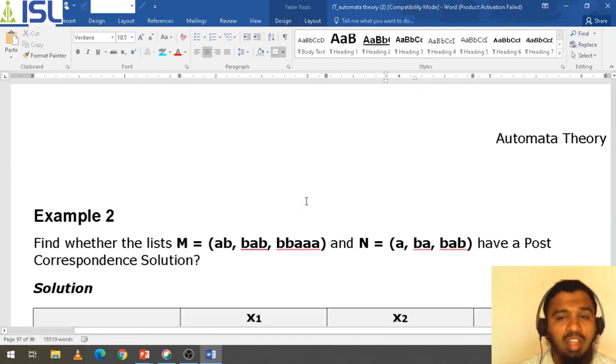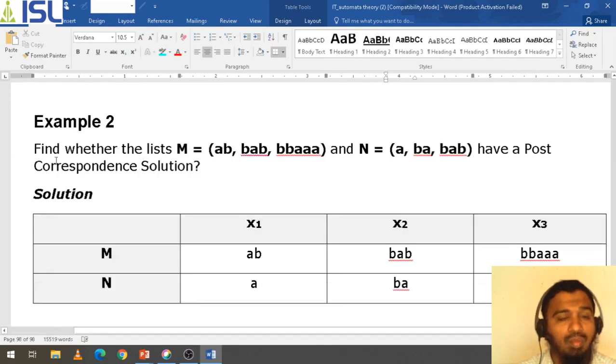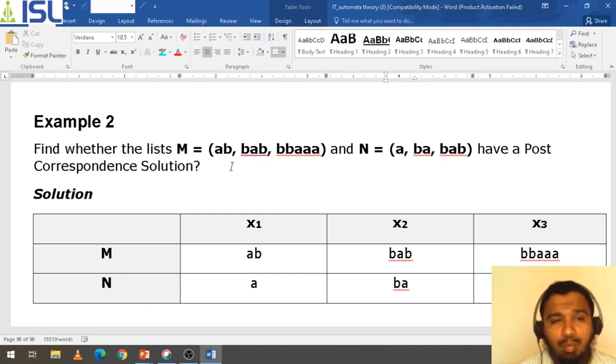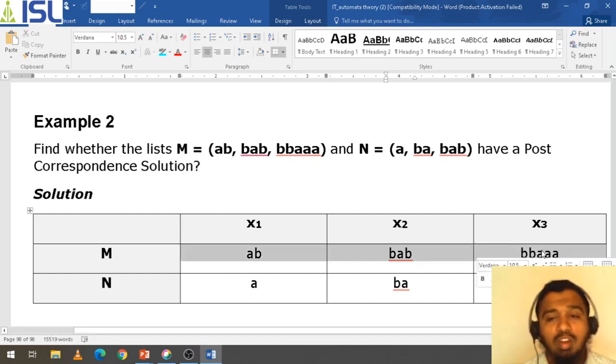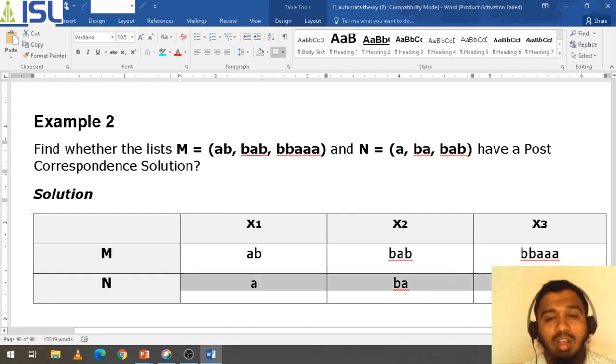Okay, take another example. In the exam you are going to get a question like this. Find whether the list M is equal to AB, BAB, BBAAA, and N is equal to A, BA, BAB, have a Post Correspondence solution. It is asking whether it is a Post Correspondence solution. The same thing we need to do. M you need to write in the top, N you need to write in the bottom.